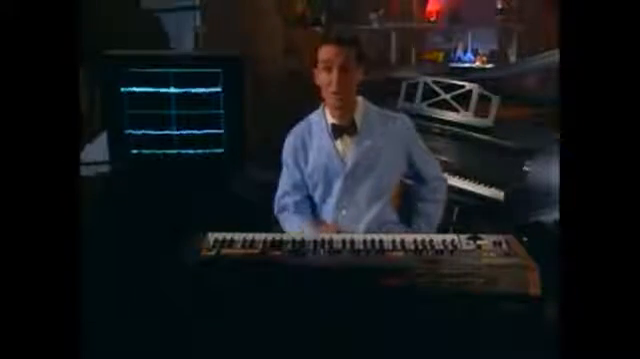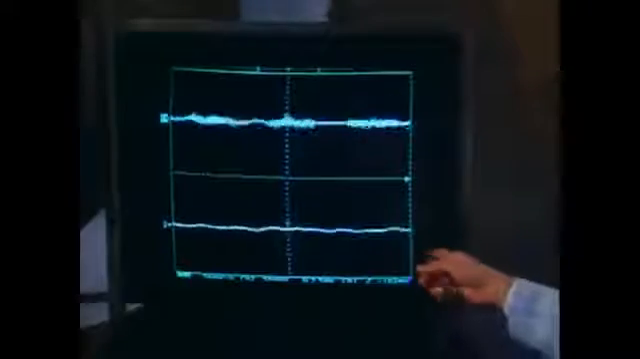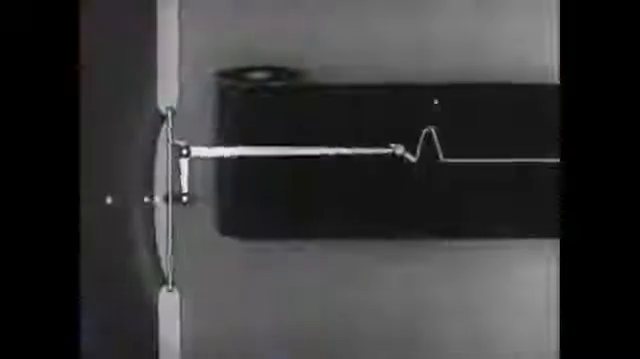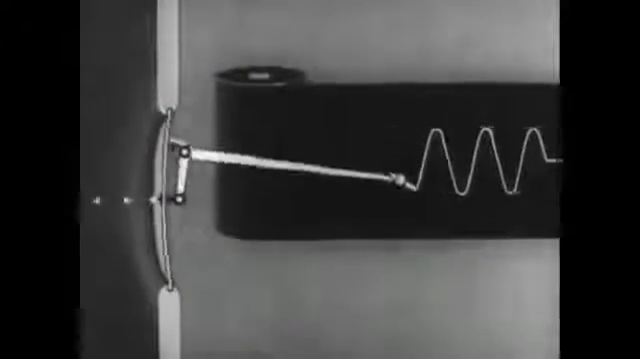This is an electronic keyboard. And this is a piano. This is the display of an oscilloscope. It's a device that's connected to a microphone that picks up sound waves in the air and shows them to us here on the screen.